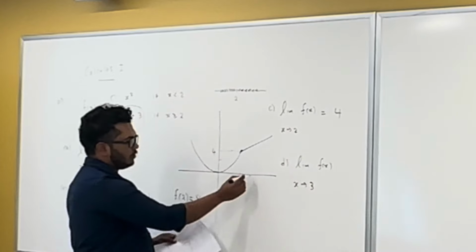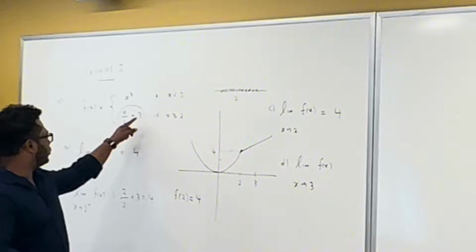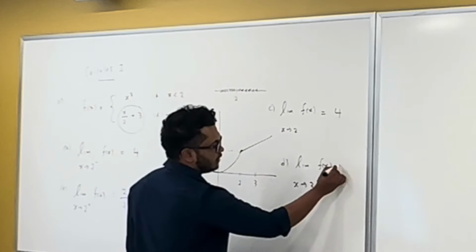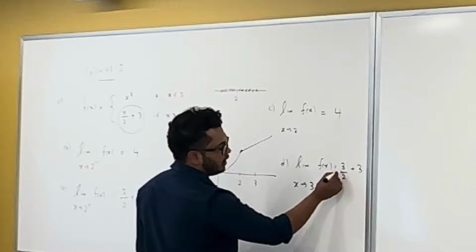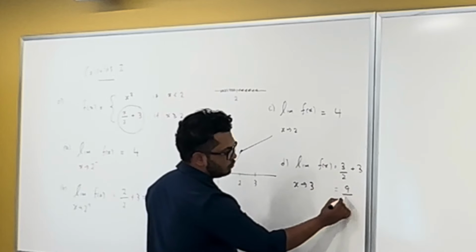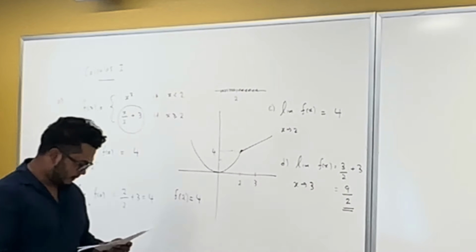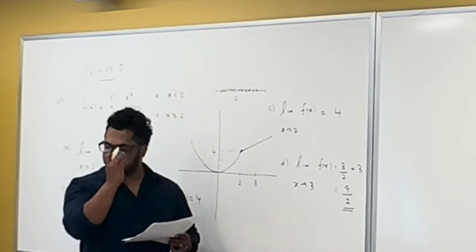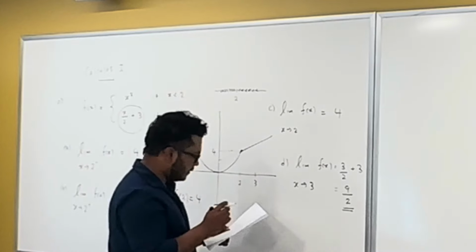Part B, limit of f(x) when x goes to 3. So 3 is somewhere here. You're only looking at this function, so it's 3 over 2 plus 3. It's like 1.5, so it's 4.5. It's 9 over 2. Yeah, 4.5. Okay. Clear?